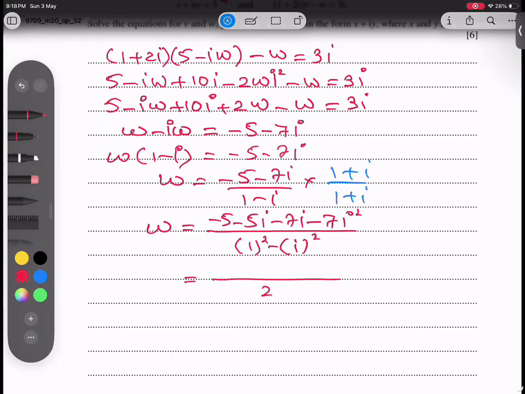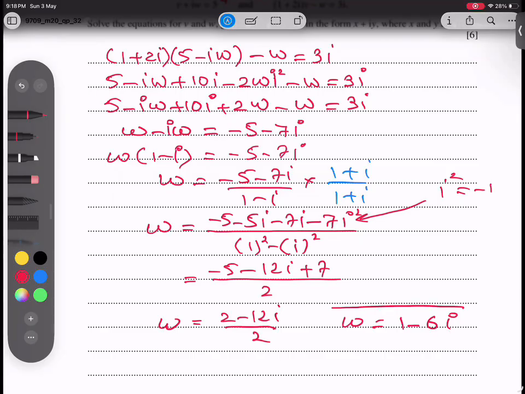Okay. This is a -5 and this is a -12 iota, and this is a negative, because iota square is very clear -1. I got 7, positive 7. And finally, I'm getting what, students, answer? I got a 2 and -12 iota over 2w. So if I divide, I can get the w value clearly, 1 minus 6 iota. So Alhamdulillah Rabbil Alameen, I believe it's nothing hard.